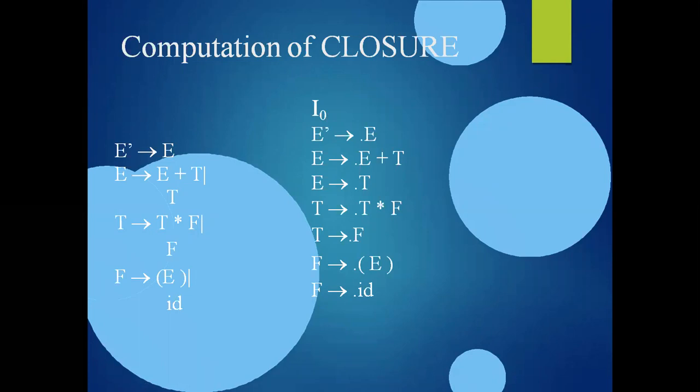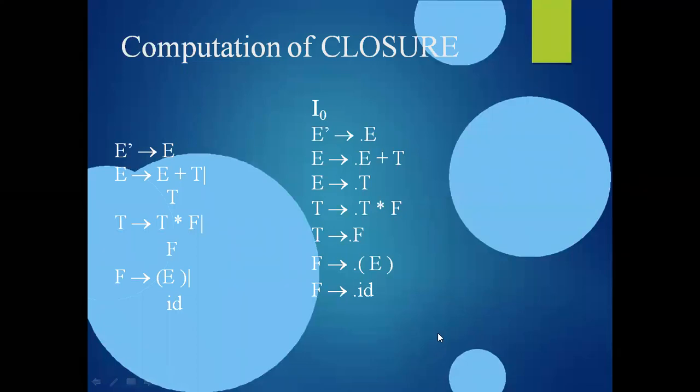Then I will make you understand how to construct the goto function, and after constructing the goto function, the total LR(0) item construction process is completed. That means step number 2 will be completed. Half of step number 2 is completed now. Still we have to compute the goto function, right?